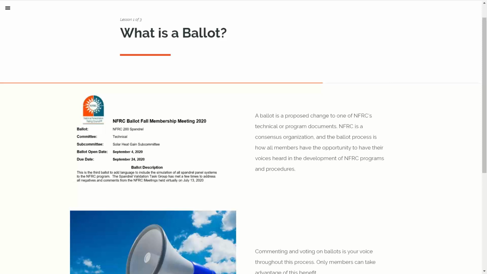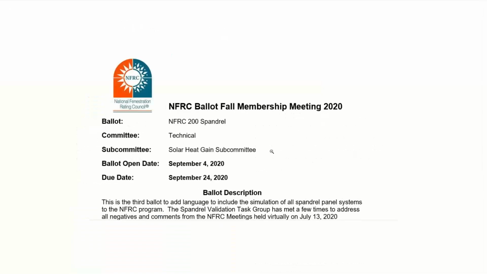In any case, as a consensus organization, NFRC provides our members the opportunity to have their voices heard in the development and the outcome of any technical specification and program requirements. On the left side of the screen, you'll see a simple example of a cover letter that is with each ballot. This is the first page you'll see when you open up the ballot document. Later in the presentation, I will explain in more detail the importance of this cover letter, which will help you understand more about ballots.